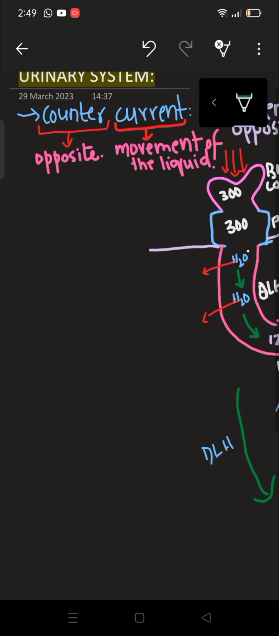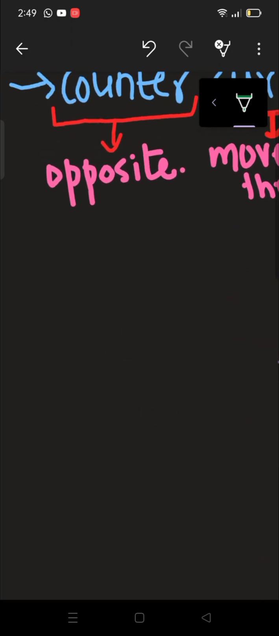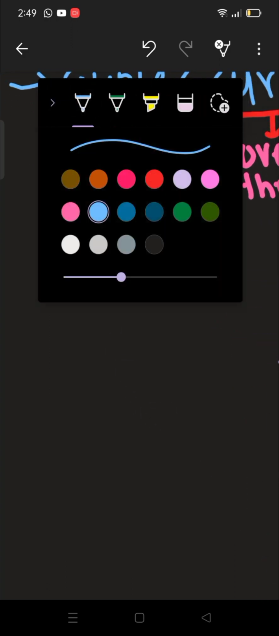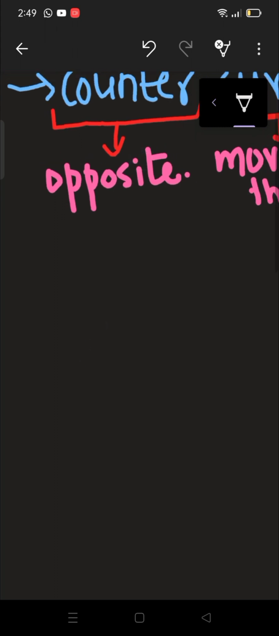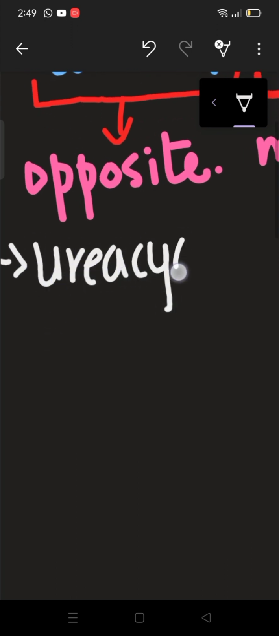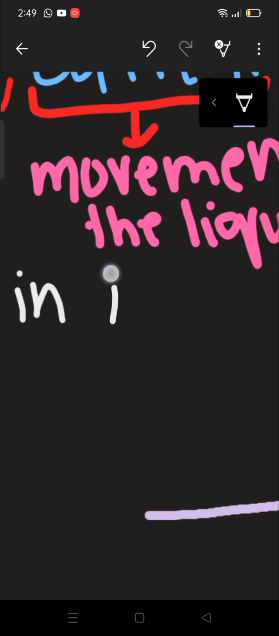Here let me write some important points. I am using white color for that. So first point, urea cycle is in liver. I am telling you now the key points. Urea cycle is where? It is in the liver, as we have seen.